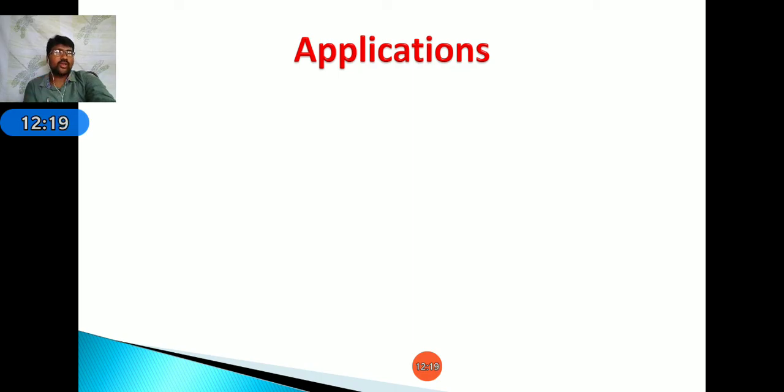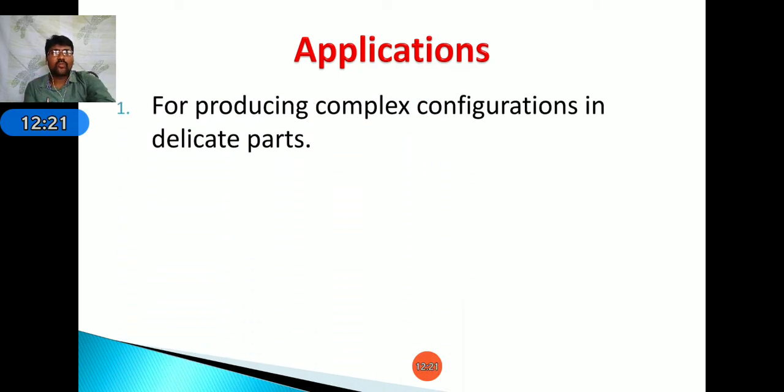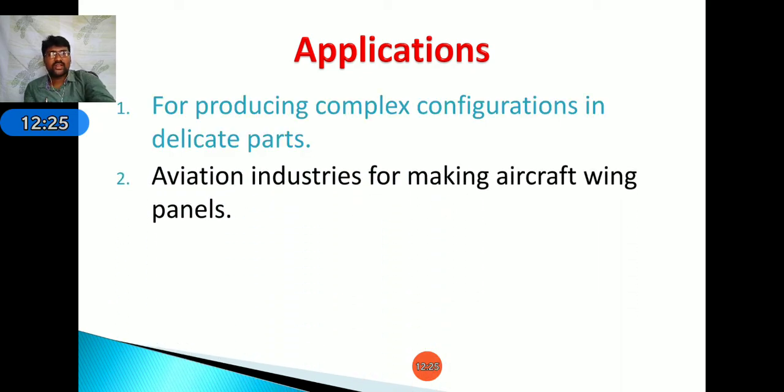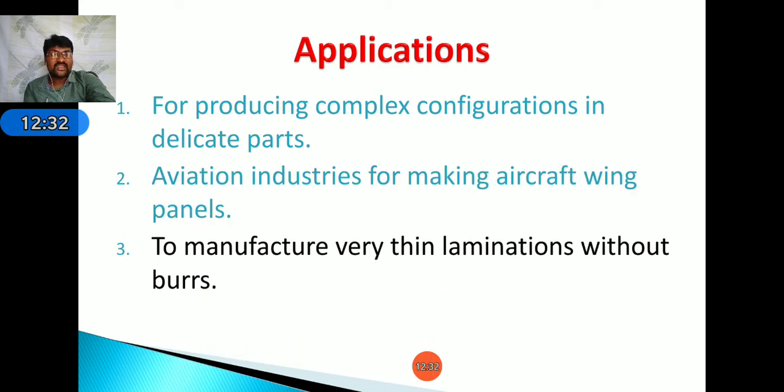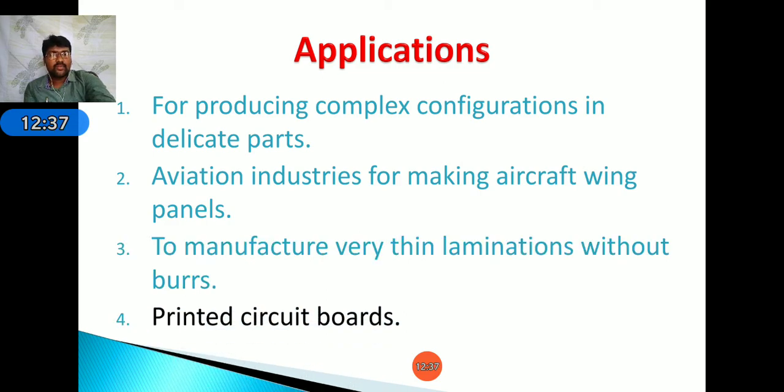Next, coming to applications: producing complex configurations in delicate parts; aviation industries for making aircraft wing panels; manufacturing very thin laminations without burrs; printed circuit boards; jewelry. These are the applications of the chemical machining process, along with advantages, disadvantages, working principle, and process.